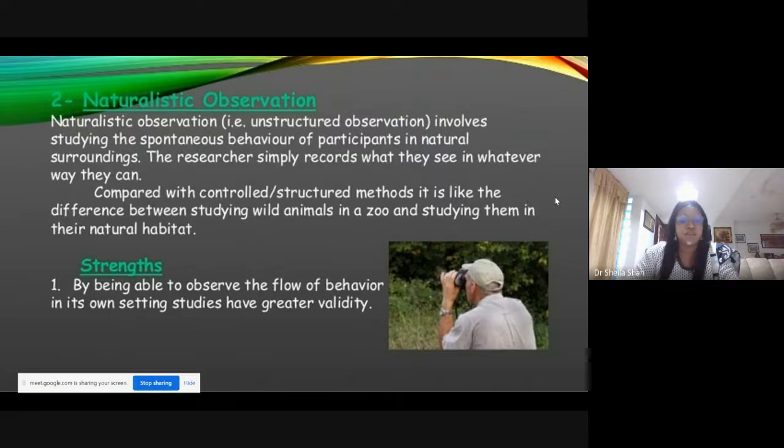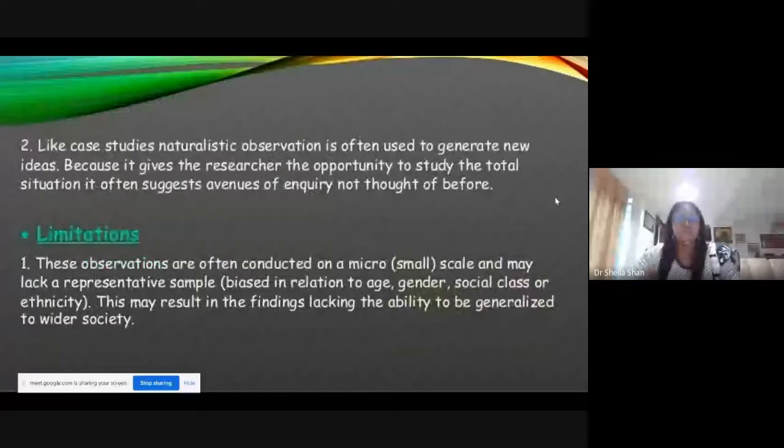What is the strength of naturalistic observation? By being able to observe the flow of the behavior. So this one has higher validity. You want to study about whales. You cannot put the whale in the aquarium and study the behavior of the whale. You have already changed the setting. So if you go to the ocean, you go diving, then only you can see the natural one.